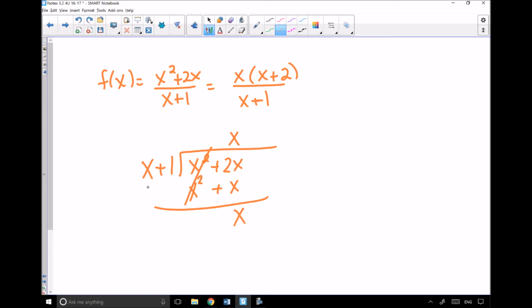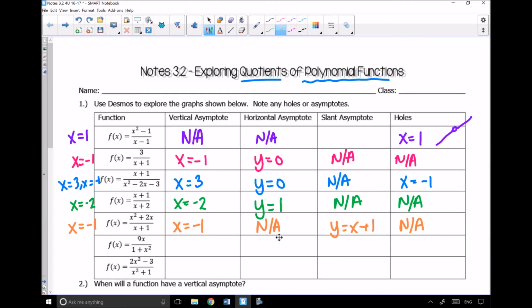So then I figure out how many times does x go into x? Well, it goes in 1 time. So 1 times x is x. 1 times 1 is 1. Subtract it, I get a remainder of -1. But remember, that doesn't really matter when we're talking about large values of x. Like if you have a leftover -1, it's not really going to make a difference when we're talking about huge values, okay? So that's how we get x plus 1 as our slant asymptote right here, okay? All right, guys, 2 more.